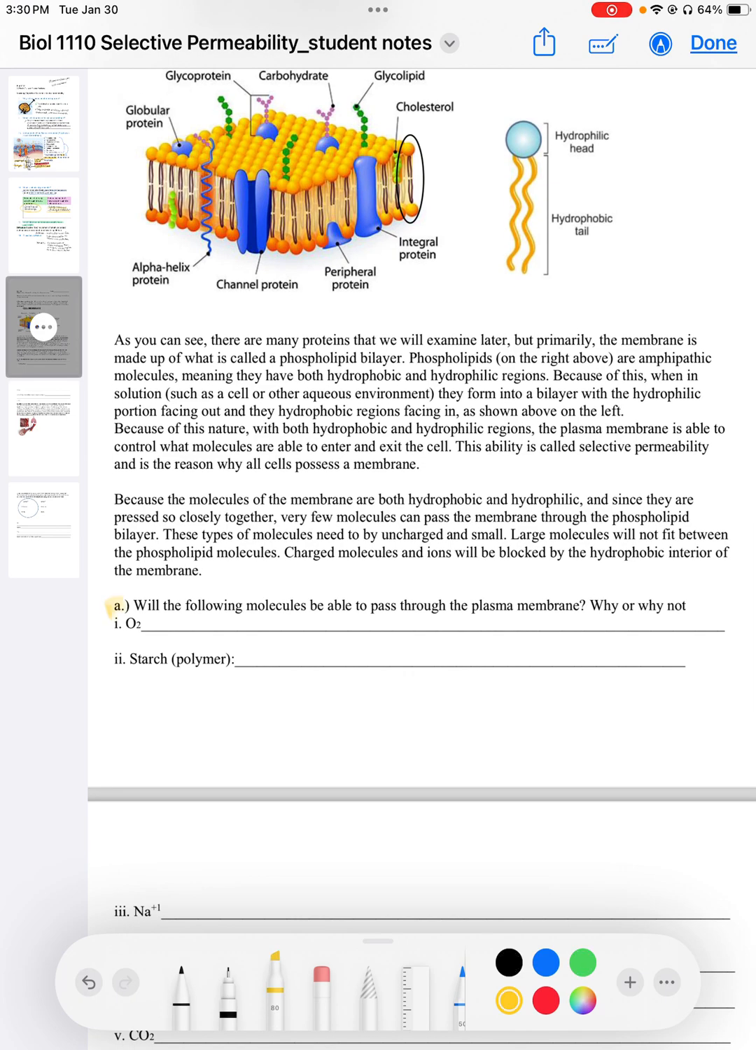But it gets to a point down here with these questions. Part A is asking you, will the following molecules be able to pass through the plasma membrane? Why or why not? So this question is going back to the part where small and uncharged molecules can pass through, and large and charged molecules cannot pass through. Okay, so we want to go back and review that. In this case, oxygen, this O2, is a gas, and oxygen is uncharged, so it'll be able to pass through.